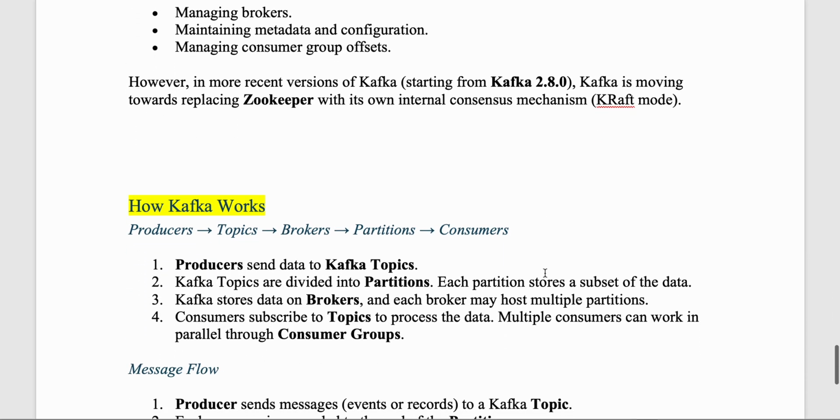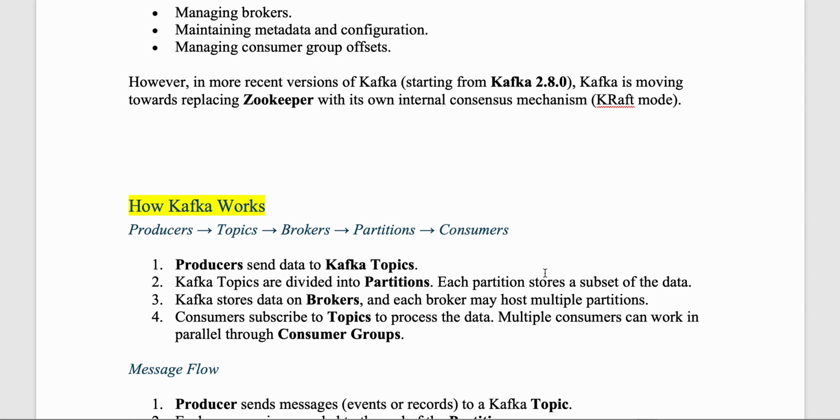So how does Kafka work, basically? There is a producer, which produces data to the topic. Then there are multiple brokers, and under a broker we have partitions. Then the consumer takes the data from that particular topic. The producer sends data to a Kafka topic. Kafka topics are divided into partitions, and each partition stores a subset of the data. Kafka stores data on brokers, and each broker may have multiple partitions. Consumers subscribe to topics to process the data.